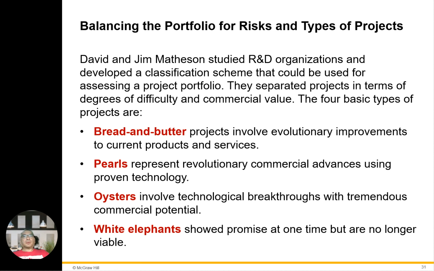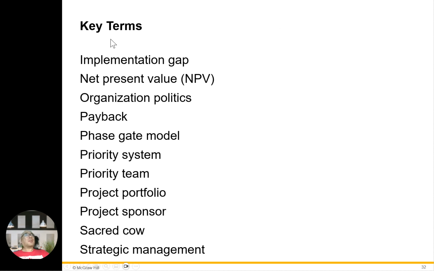Okay, there are a number of key terms that you need to know. Okay, let's go back to the key terms. Implementation gap, NPV, organization politics, payback, phase gate models, priority system, priority team, project portfolio, project sponsor, sacred cow, and strategic management. These are the key terms for this particular chapter that you need to know.